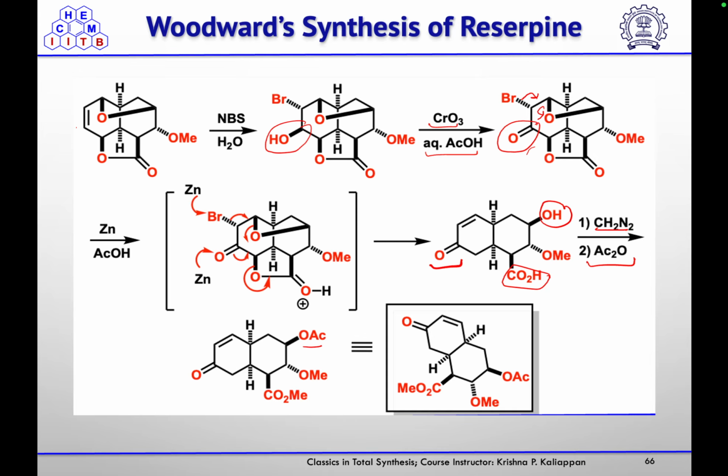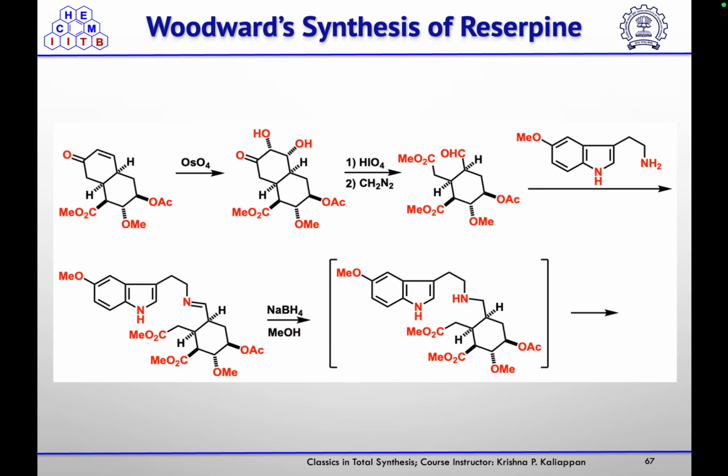So this is how they introduced all the five stereo centers in one ring. Then they did dihydroxylation of that enone using osmium tetroxide, and cleaved that diol using HIO4 to get this side. This alpha hydroxyketone was converted to the corresponding ester by treatment with diazomethane, and that other side, in the presence of HIO4, will convert to the aldehyde.